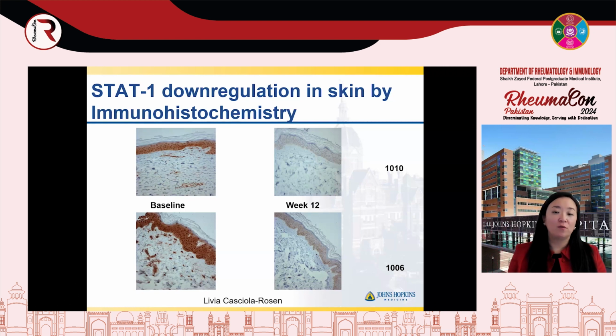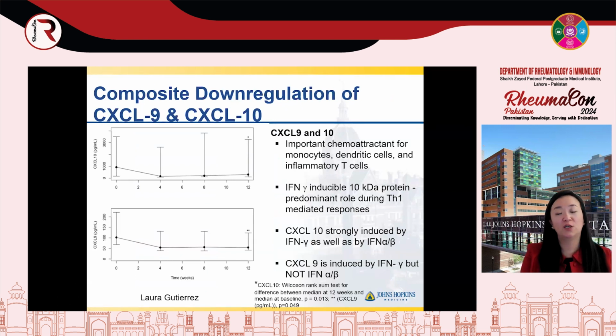So I performed the skin biopsies at baseline and week 12 on all patients. And we were able to do immunohistochemistry and stain for STAT1. So at baseline, you can see there's a significant upregulation here in the skin biopsies. And by week 12, these 2 patients in particular had downregulation of STAT1 on immunohistochemistry performed by Dr. Olivia Castillo-Rosen, where we did a collaboration to look at these skin biopsy slides that were performed.